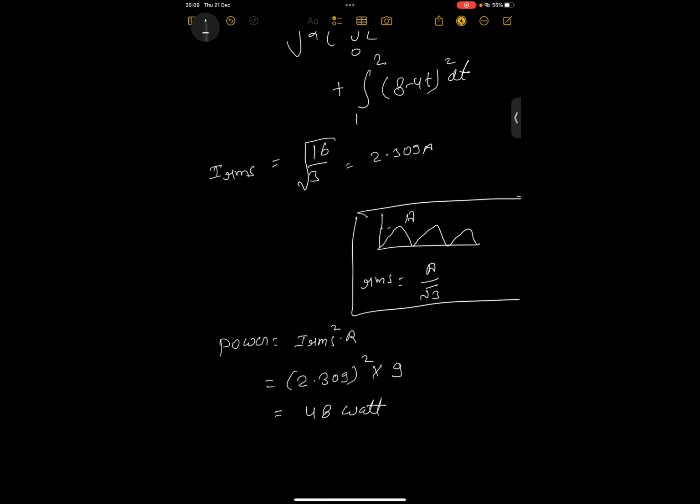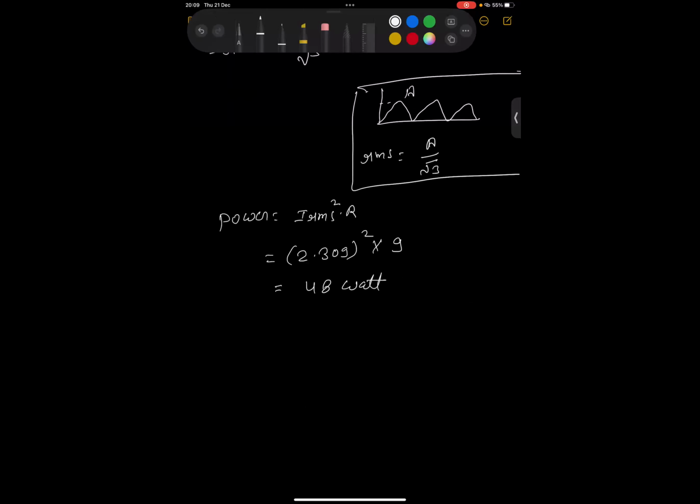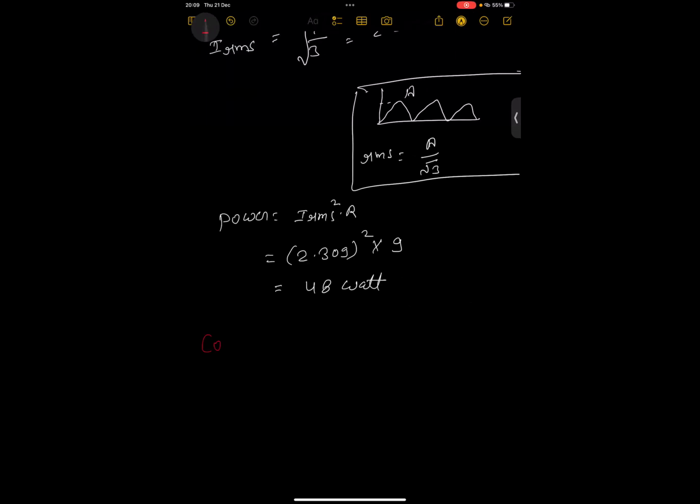If a voltage waveform is given, then we have to find out the RMS value of that voltage waveform, and we use the VRMS square by R formula. Depending upon the question and which data is given, we apply the formula. Now I'm going to explain complex power.